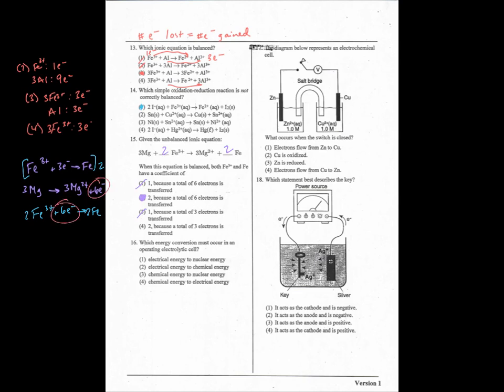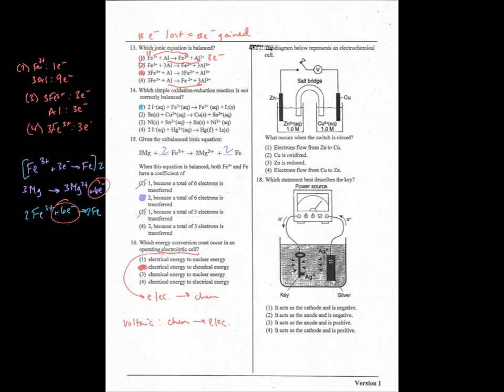Number 16, which energy conversion must occur in an operating electrolytic cell? So electrolytic, you're thinking you need electrical energy. So it requires electrical energy to convert to chemical energy. Choice 2. Voltaic is the other way. Okay? It takes chemical energy to create electrical energy.